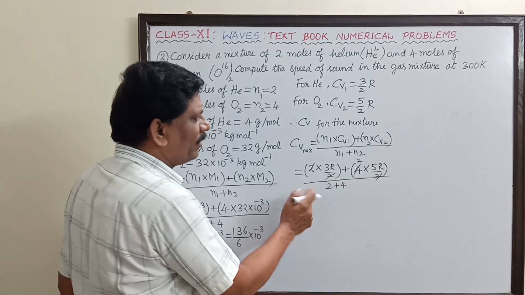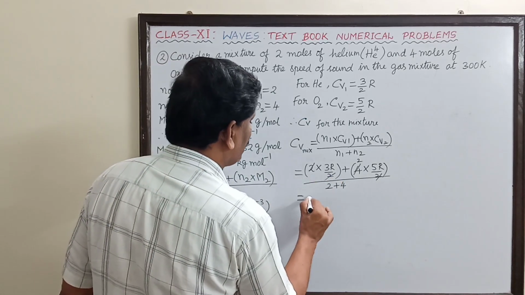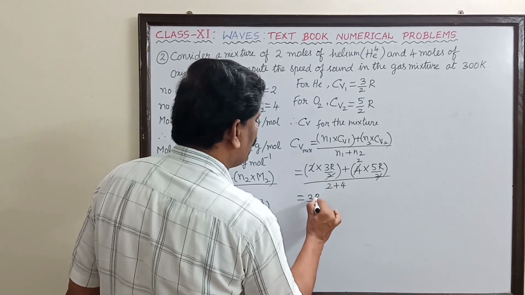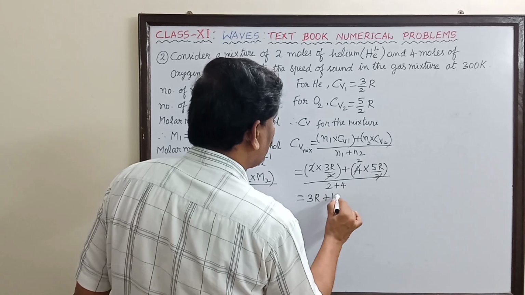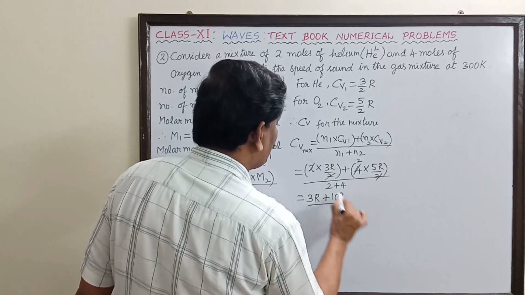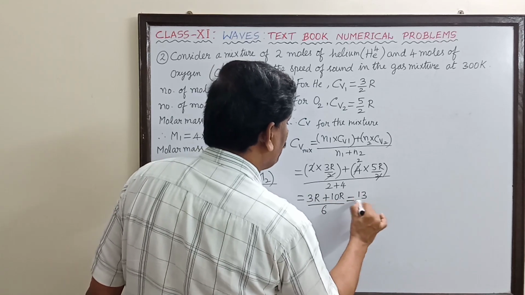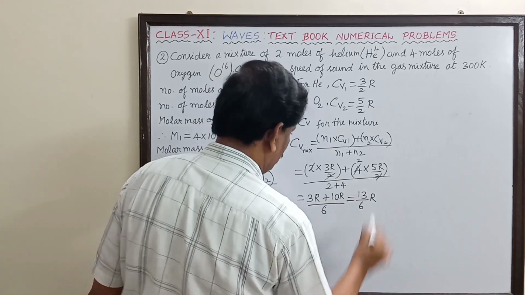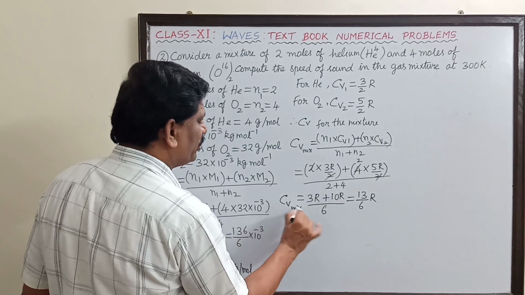So this is now equal to what? After cancelling the 2s, first we write 3R plus, after cancelling these two, 5 into 2 is 10R, divided by 2 plus 4, which is 6. So this is equal to 13 by 6 into R. So this is Cv for the mixture.